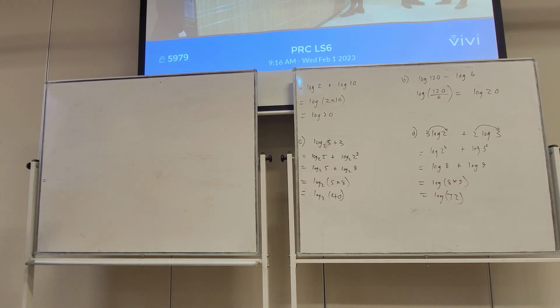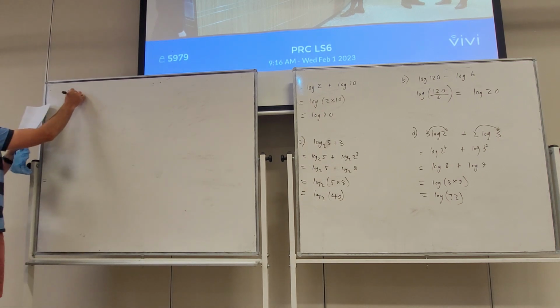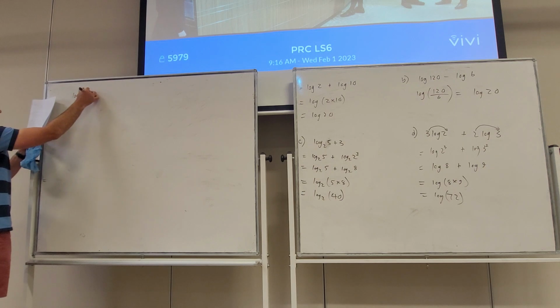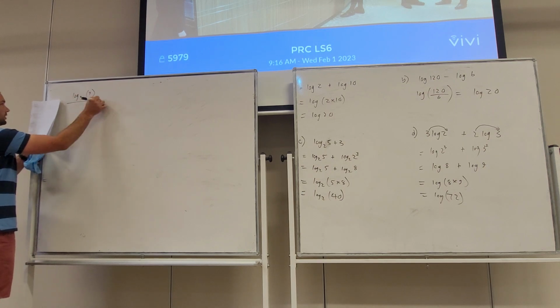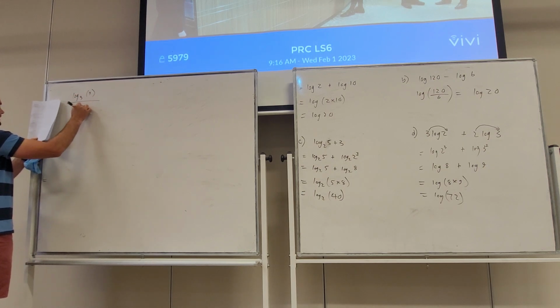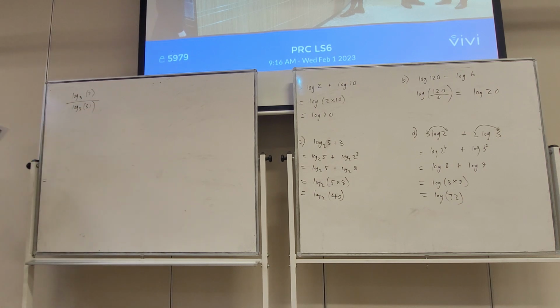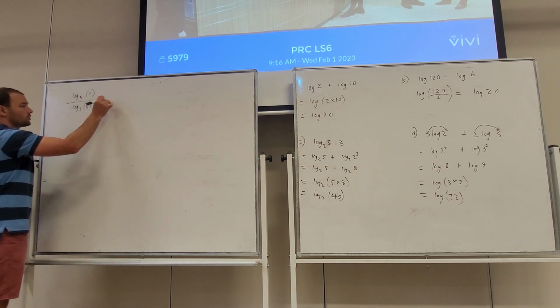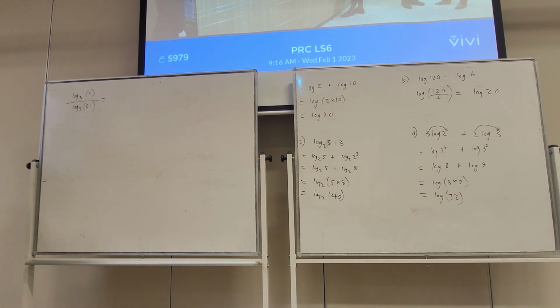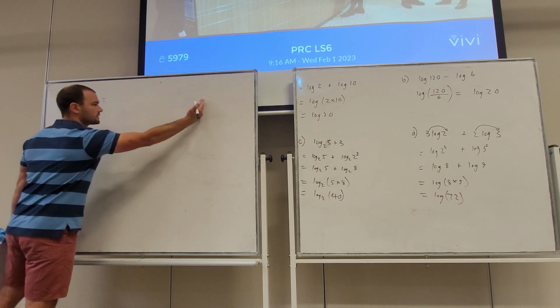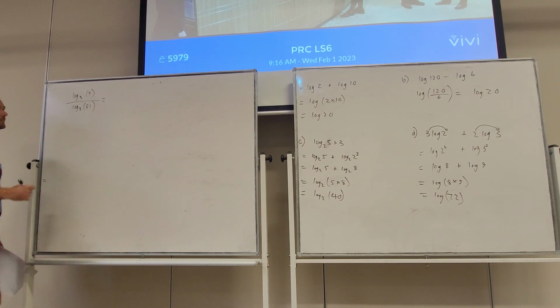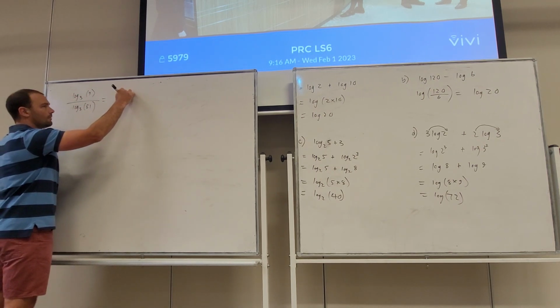Alright, last one. We have simplify log in base 3 of 9 on top of log in base 3 of 81. Now there's two ways we can do this. I'm going to show you guys both of them. So one way is going to work across here and the other way is going to work down here. Alright, so here's one way we could do it.